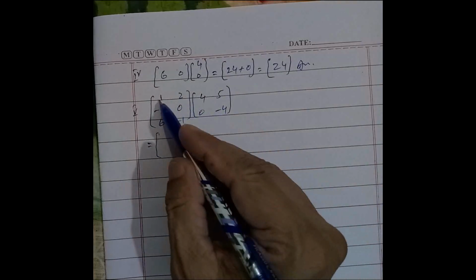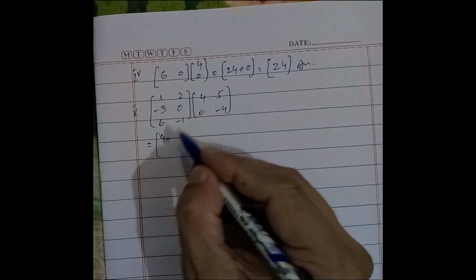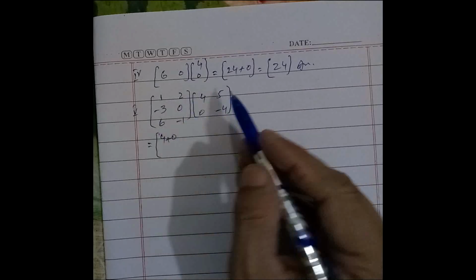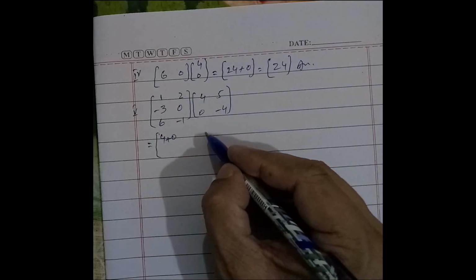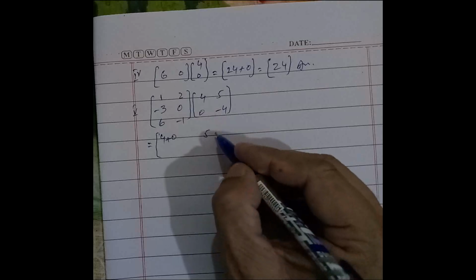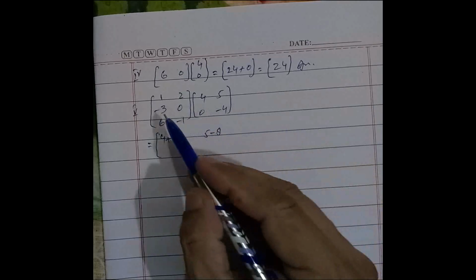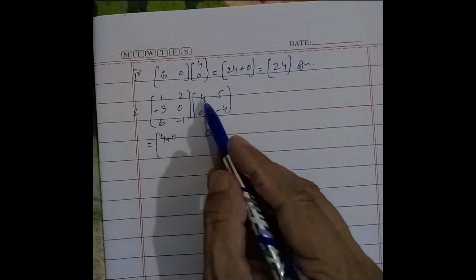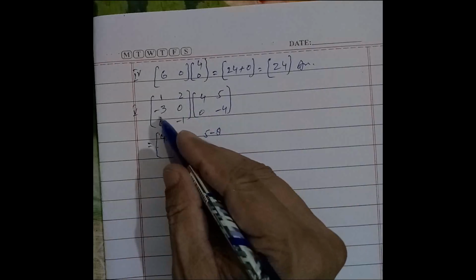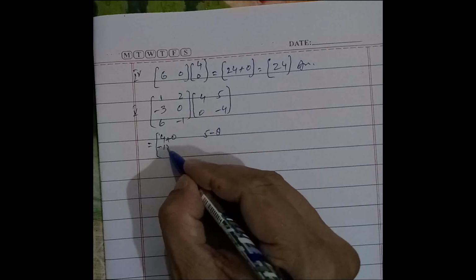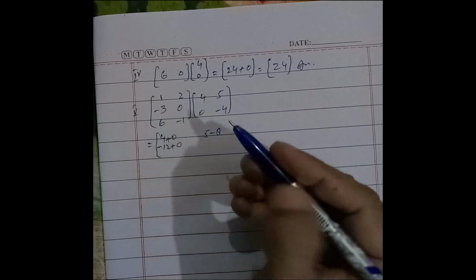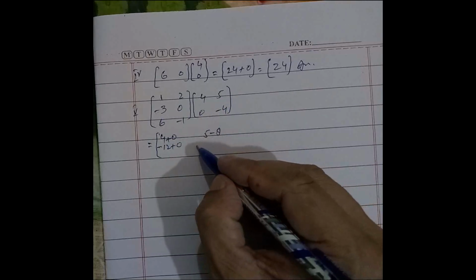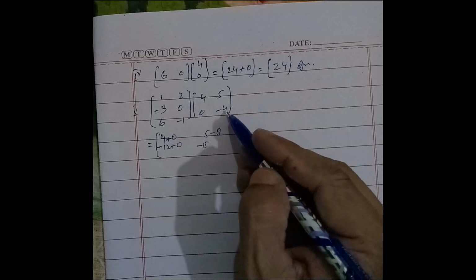First row with first column, 1 multiplied by 4 is equal to 4, plus 2 multiplied by 0 is equal to 0. First row with second column is 1 multiplied by 5 is equal to 5, 2 multiplied by minus 4 is equal to minus 8. Second row with the first column, minus 3 multiplied by 4 is equal to minus 12, 0 multiplied by 0 is equal to 0.